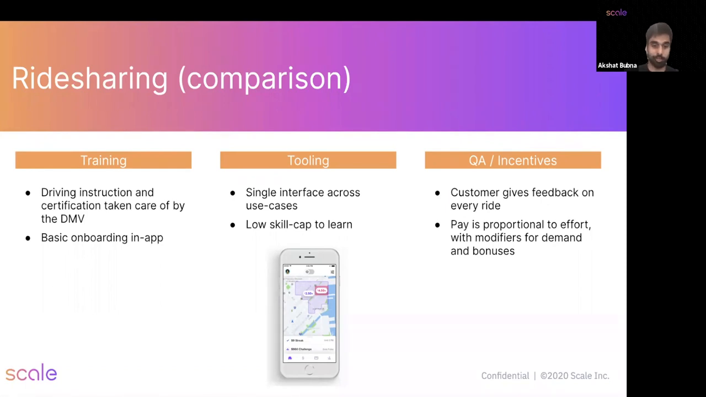So you know how long someone drove for, what distance they covered, and you can build a pay formula around that, maybe with some modifiers for demand, bonuses, things like that. Obviously, these things are more complicated than that, but the point here is that you can conceptualize what this incentive structure would look like. Great.